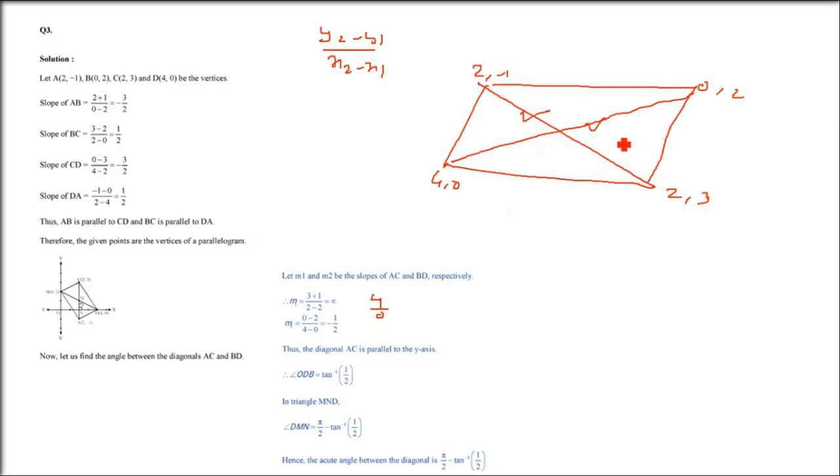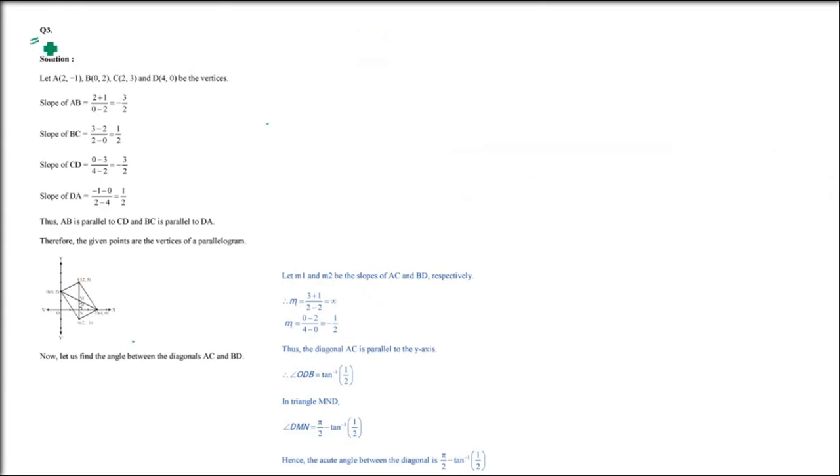What about this slope? This slope is 2 minus 0 by 0 minus 4, or 0 minus 2 by 4 minus 0. So the slope will be minus half. Now remember, the first slope has come as infinite, 90 degree. And the second slope, I am just writing it here, has come minus 2 by 4, that is minus half.